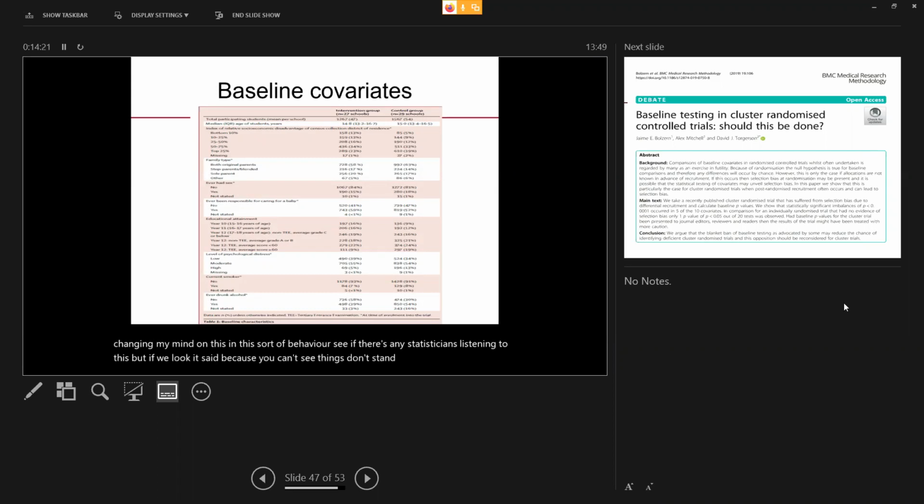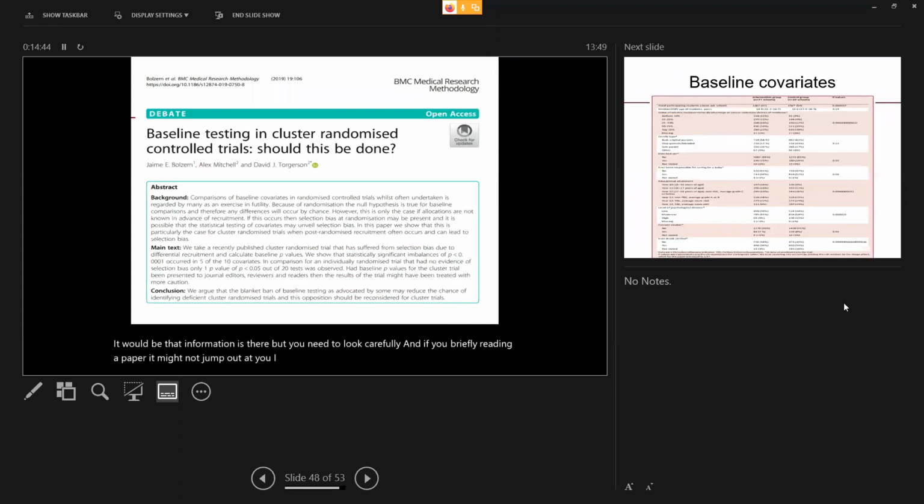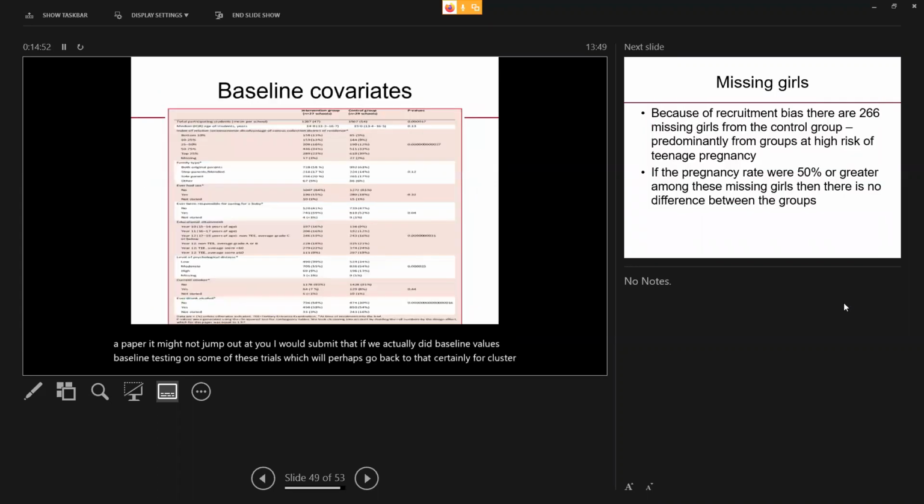If you look closely at socioeconomic status, for example, we can see that 13% of the girls in the intervention group belong to the lowest socioeconomic stratum, compared with only 5% in the control group. That information is there, but you need to look carefully. And if you're briefly reading a paper, it might not jump out at you. I would submit that we should actually do baseline testing on some of these trials, certainly for cluster trials, because if you did that, this is what happens.